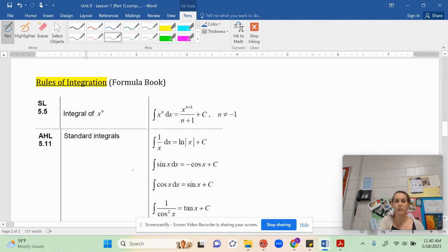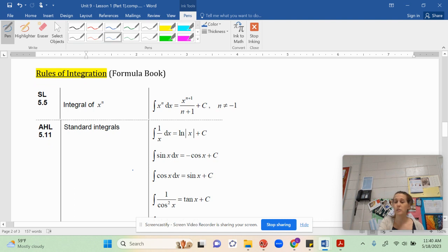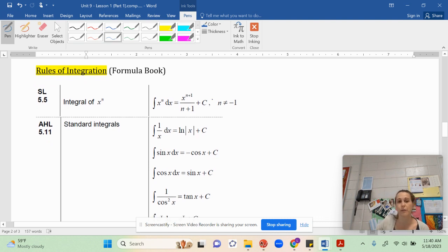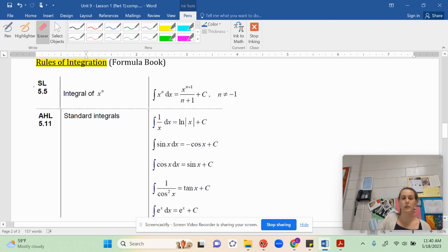So then we have the rules of integration that are in the formula book. All of this is just reversing differentiation, what we've already learned. And so this first one is the reverse power rule. It says if you want to find the integral of x raised to some power, then you add 1 to the power and then divide by that new power, plus c. Notice how it does say n cannot equal -1. We'll talk about that in a moment. This formula is the only formula that SL applications uses. The rest are only for HL applications.